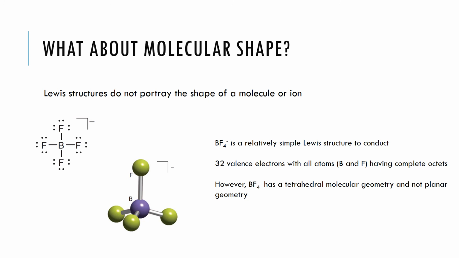But if you looked at the Lewis structure, you would be forgiven for assuming that the BF4- ion has a planar geometry. But of course it doesn't. It actually has a tetrahedral molecular geometry. And that clearly has very important implications for how that molecule will react and the kinds of properties that it will exhibit.